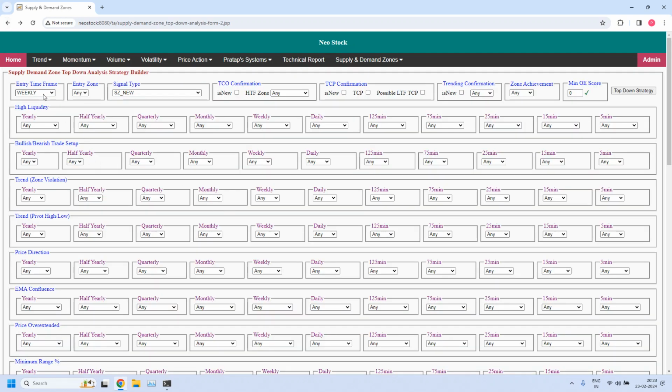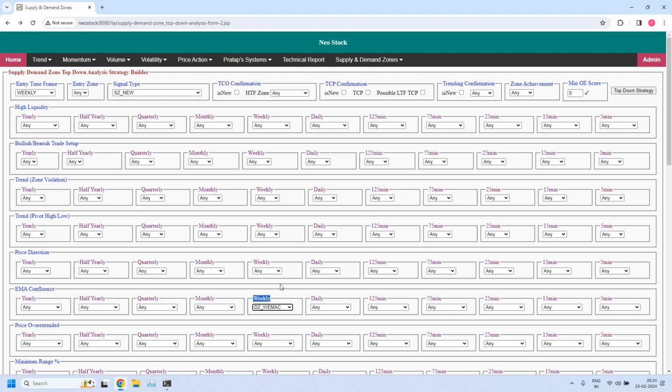For weekly time frame, I'm selecting the entry time frame as weekly. And here we have a parameter called EMA confluence. So I'm going to the weekly time frame. And here let us filter the demand zones having a weekly EMA confluence. Demand zone WEMAC means weekly EMA confluence. Please remember, these are the demand zones having weekly EMA confluence.